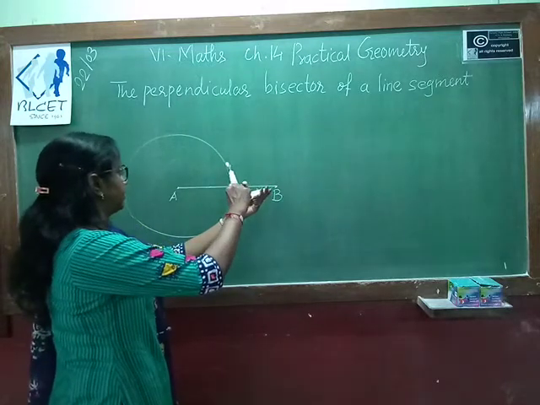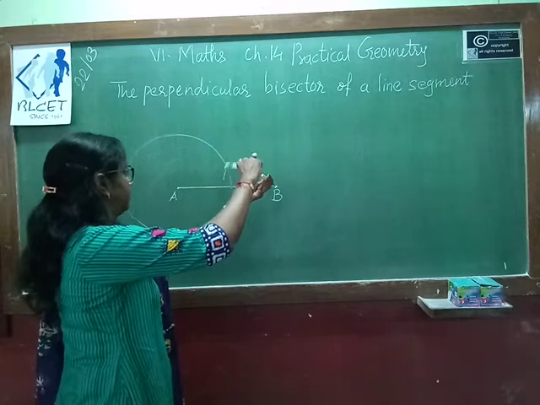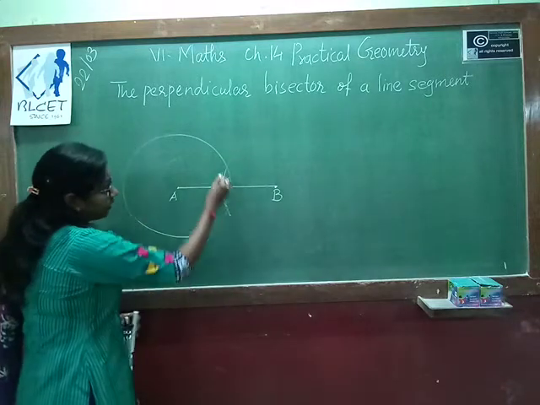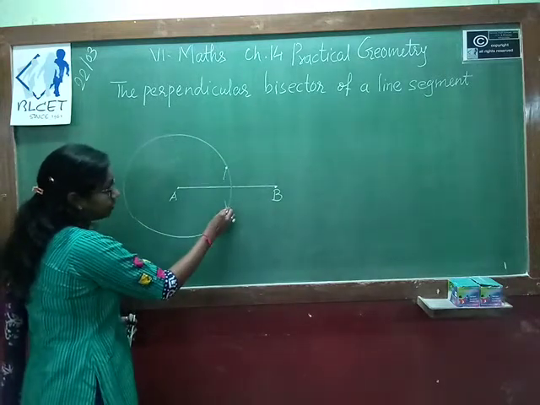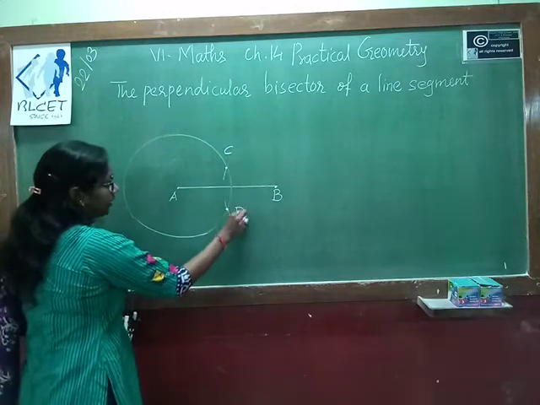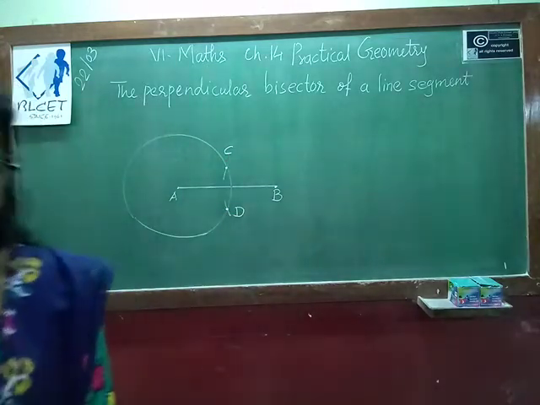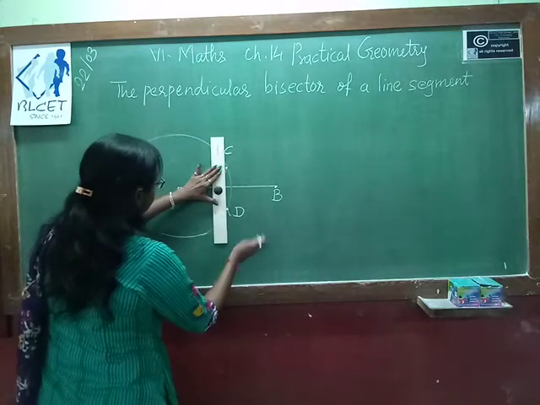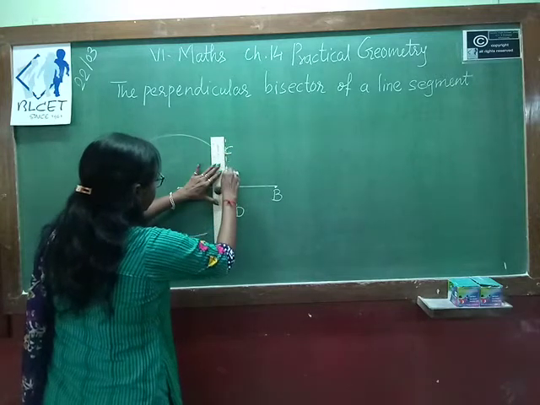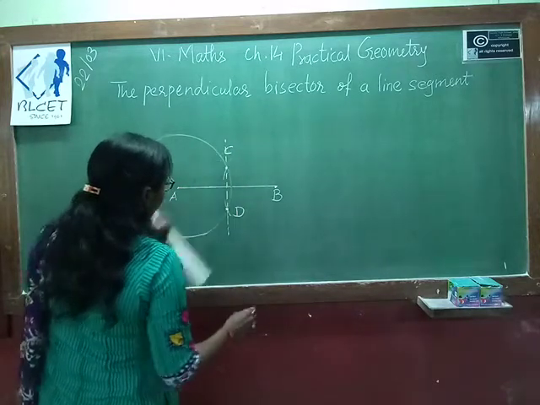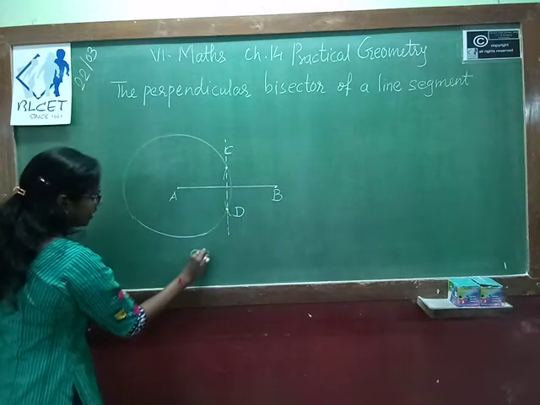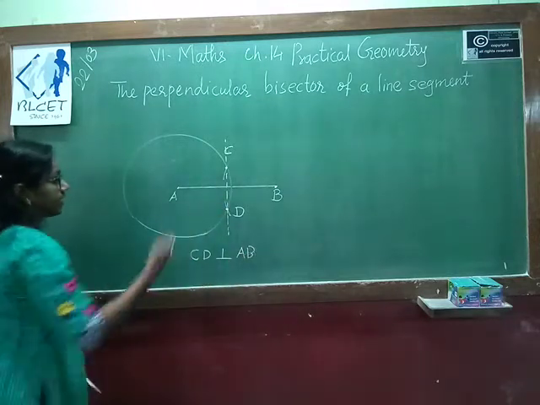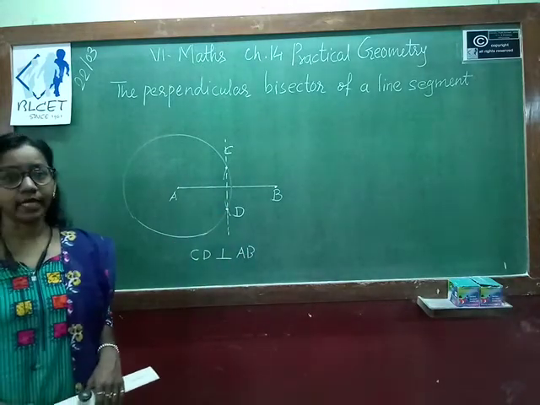Now we cut this. So what happened? We are getting two intersecting points, C and D. Now what will we do? We just join C and D. So what are we getting? CD is exactly the perpendicular of AB, which divides the line segment AB into two equal parts.